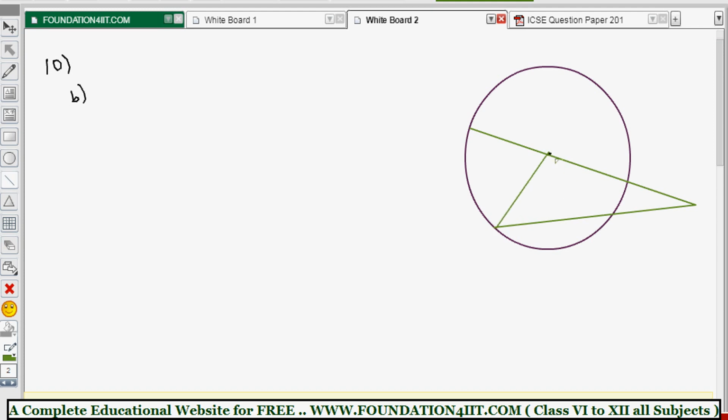So O to P and O to Q. The same diagram I am drawing here. So it's T, O, P, Q and R. So this is S and this angle is 20 degrees.